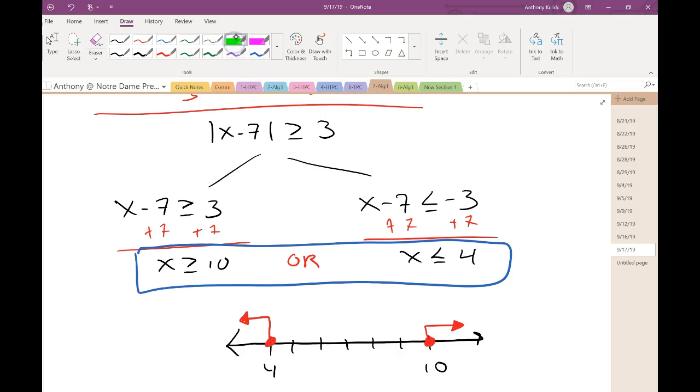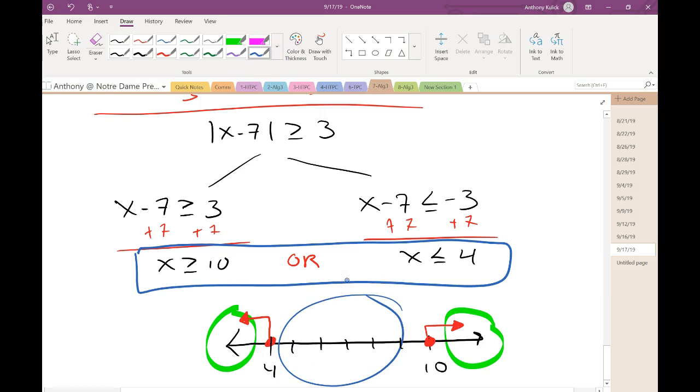So what this one is saying is if I pick something less than 4, my answer should work. If I pick something bigger than 10, my answer should work. If I pick something between 4 and 10, though, that answer will not work. Those will work because they are included.